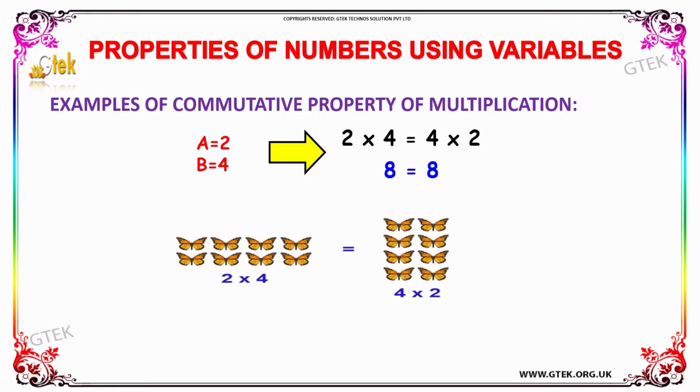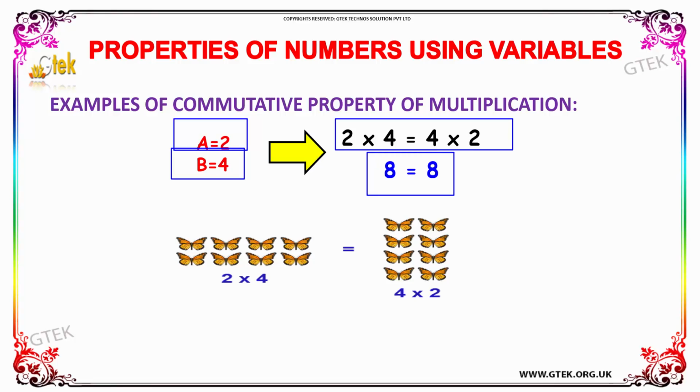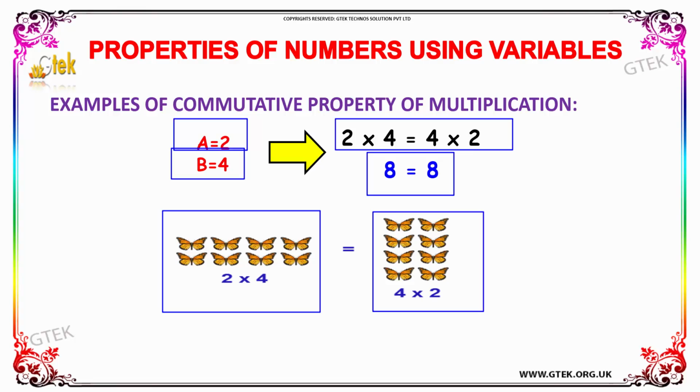We have some examples for the commutative property of multiplication. If we see over here, A equals 2 and B equals 4. By applying the commutative property of multiplication, we get 2 into 4 equals 4 into 2, that is 8 equals 8. So we have 8 butterflies.